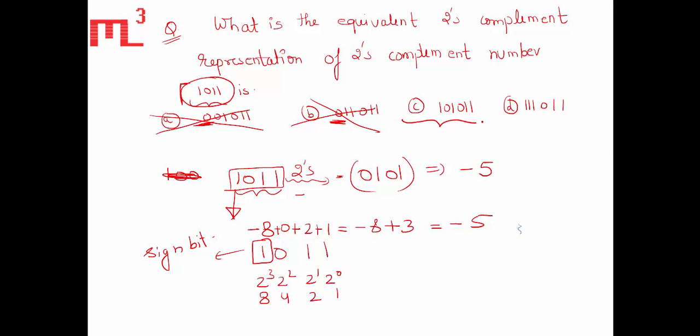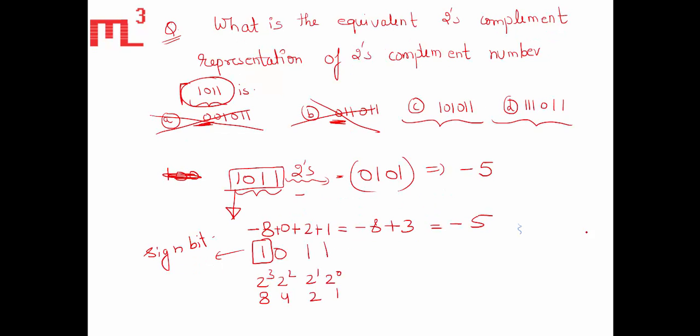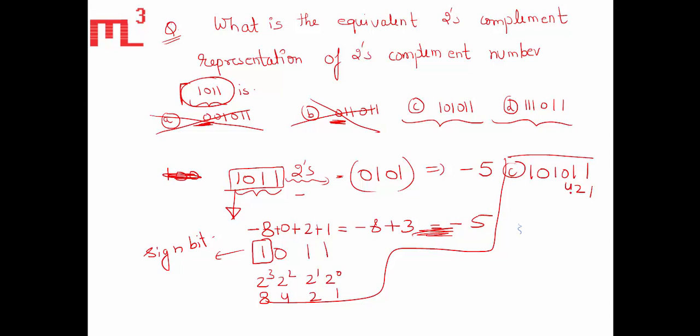Now there are two contestants for this, C and D. We will see one by one. For option C, 1 0 1 0 1 1, using this trick we get weights 1, 2, 4, 8, 16, 32. That means -32 plus 8 plus 2 plus 1, that means -32 plus 11, which will give you, I think, -21. So which is not equivalent. So this is not the answer.